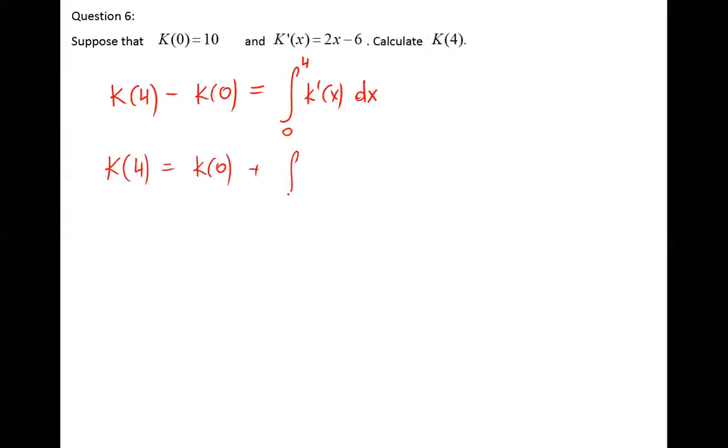That's when we can probably guess that the total change in the function is between 0 and 4. That means the total change between 4 units and 0 units is defined as a definite integral between 0 and 4 of the rate of change, k prime. That means the value at 4 will be the value at 0 plus the integral between 0 and 4 of 2x minus 6. Really easy. This is 10, and this one we know how to do, right?